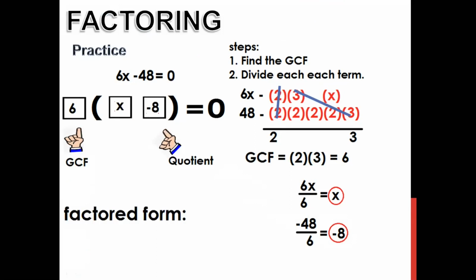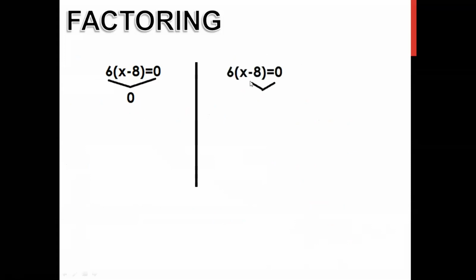So the factored form is 6, sorry, 6 multiplied by x minus 8 is equal to 0. Here we don't have a variable with the 6, so we can't use 0 as our root. So let's proceed. x minus 8 is equal to 0, so transpose, we get 8. So the answer only is 8.